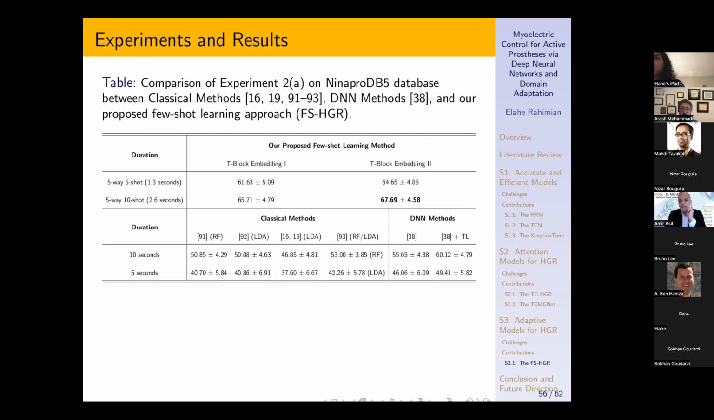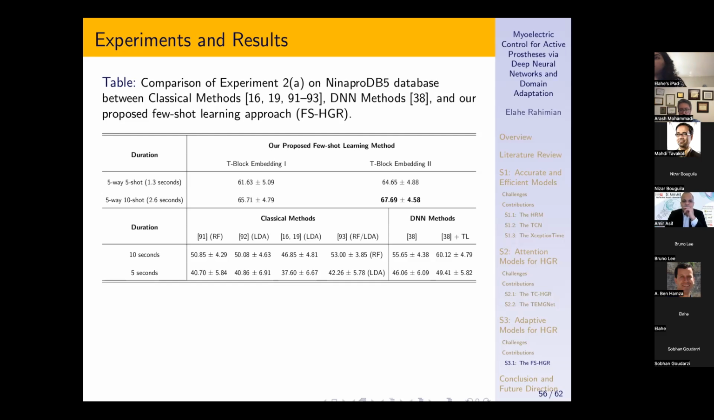And finally, here we compare our results with the previous architectures. Here we are using Ninapro DB5. In Ninapro DB5, we have 10 users. So in the previous literature, when they want to, for example, perform classification for a new user, they use transfer learning. It means that they pre-train the models with 9 users and then fine-tune it with a new user.